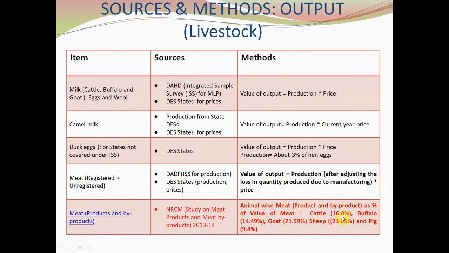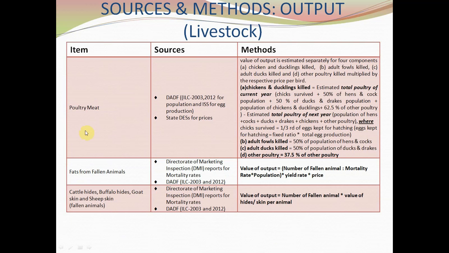For cattle, it is 16%, for buffalo 14.49%, for goat 21.59%, for sheep 23.05%, and pig 9.4%. Poultry meat. DADF surveys, the Indian Livestock Census 2003 and 2012 for population, are used, and integrated sample survey for egg production is taken into consideration. Prices are provided by state DES.